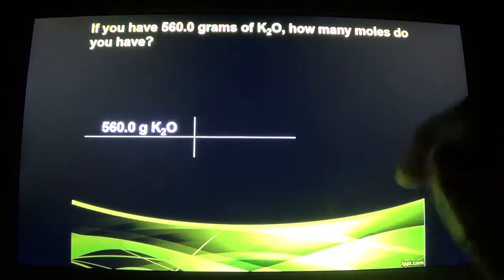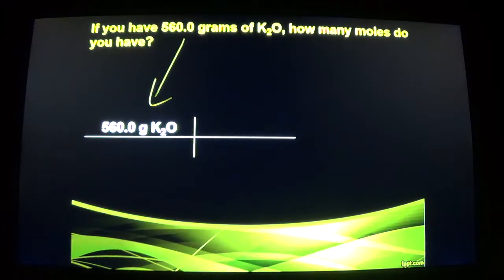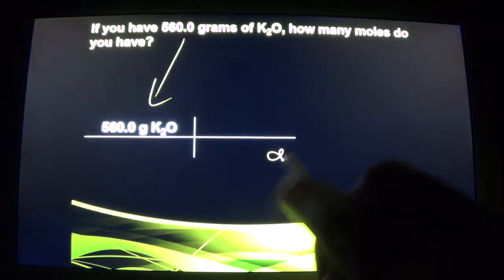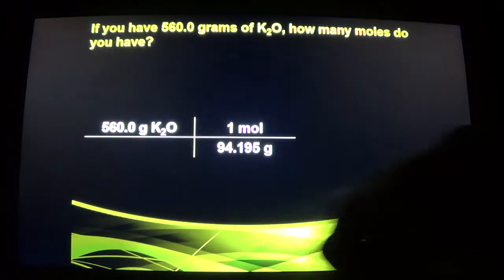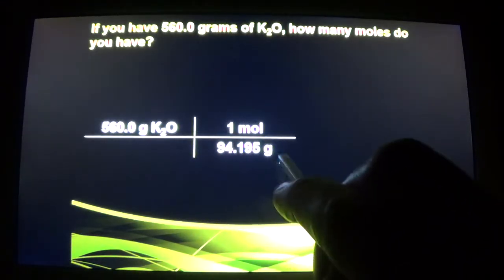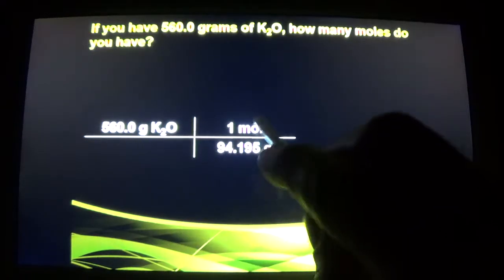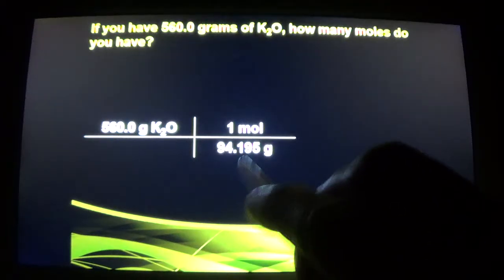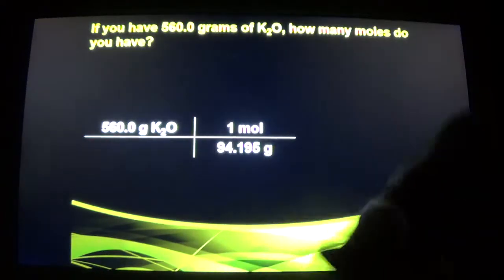Well, we start our railroad track the same as always with our given information. And this is where I let the railroad track guide me. Check it out. I have grams there, so I know I must end up with the grams there. How many grams? Well, we just found out 94.195 grams. And where I put that grams on the other side is always 1 mole, because that's what the periodic table works for. 1 mole. Always 1 mole. Never more, never less. So this molar mass is grams per 1 mole. And I put that in there and I do the math.